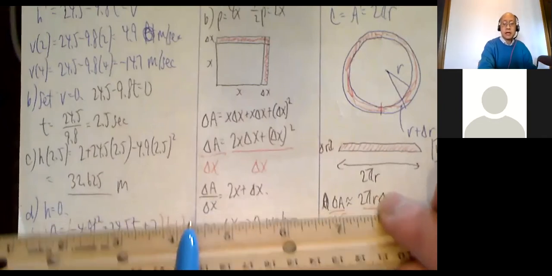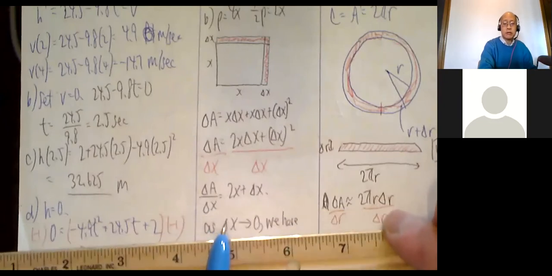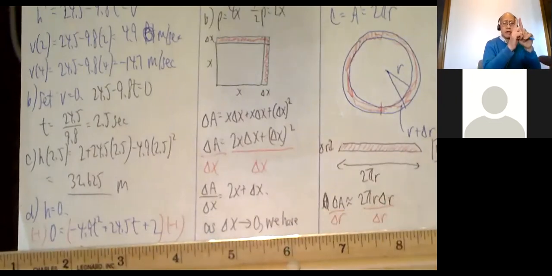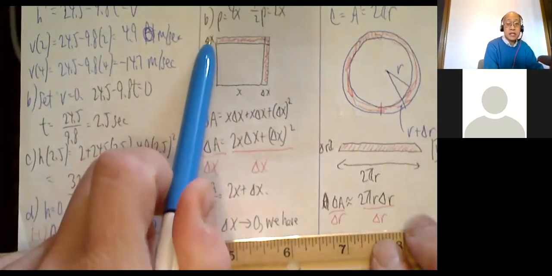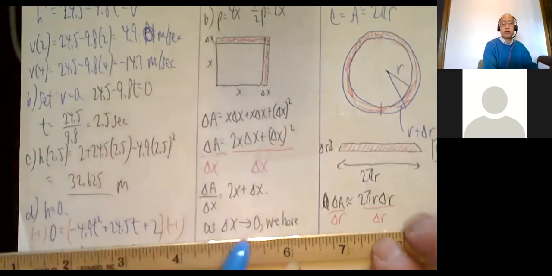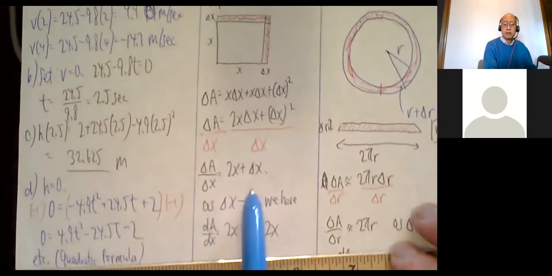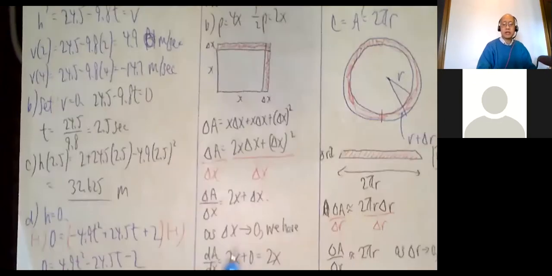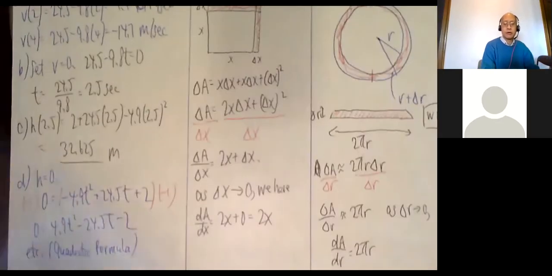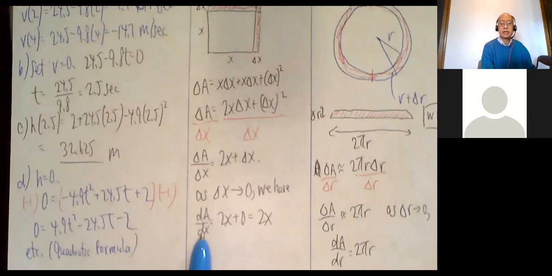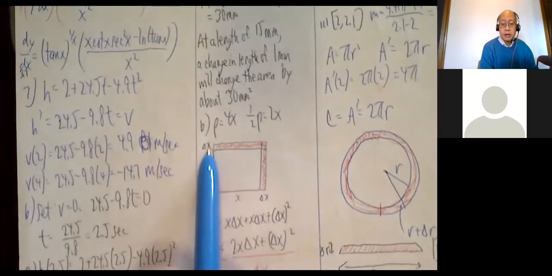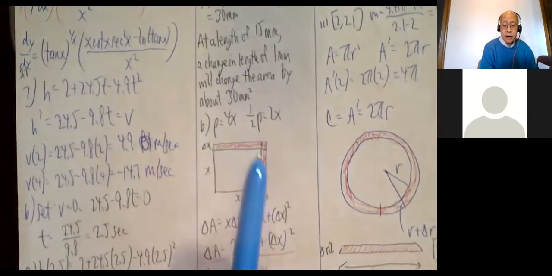And now you can see as delta x approaches 0, which is what they said in the question, delta x gets really, really small. That means this distance and this distance approach 0. We have dA/dx would be 2x plus nothing. If delta x approaches 0, then that drops out. And we have 2x, which is indeed what we were looking for. So the rate of change of the area with respect to x in the limit as delta x approaches 0 is 2x.